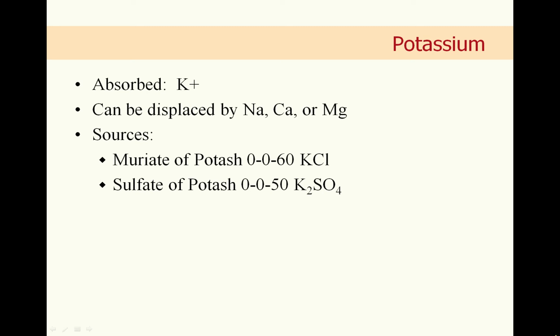And there's a couple of different main primary sources of potassium. Just to review, when you see three numbers, those represent nitrogen, phosphorus, and potassium in that order. So the first number would be percent nitrogen, the second would be percent phosphorus, it's actually percent P2O5, and then the last number is percent potassium, which is actually percent K2O.